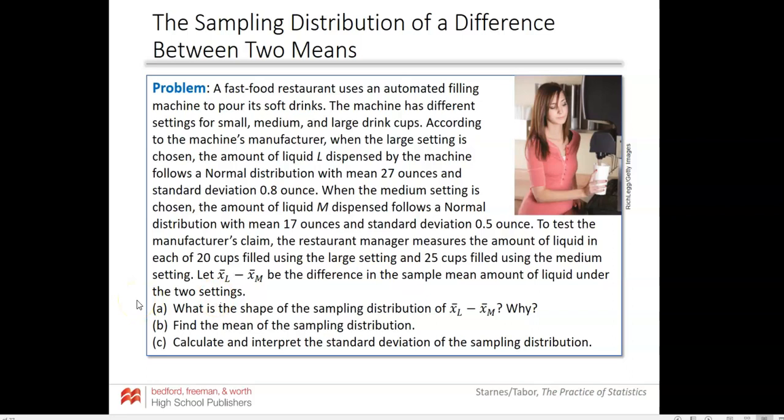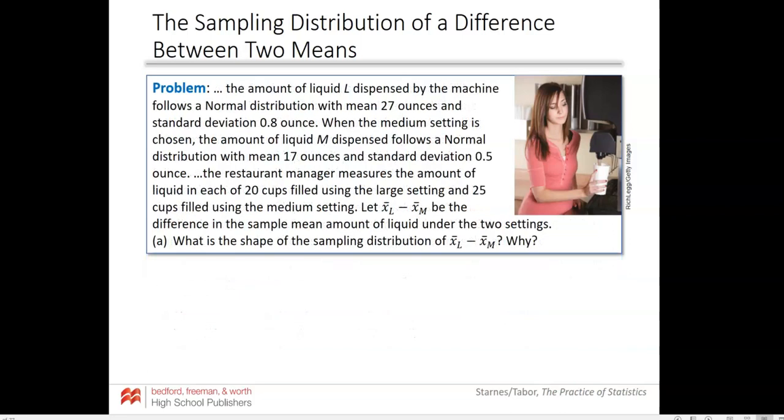What's the shape? Because both populations are normal, then we can say that both of the sampling distributions are normal. Find the mean, so you just do the mean of X bar L minus X bar M, which is going to be 27 minus 17, or 10. Make sure to put the ounces there, put the units, it just makes more sense.